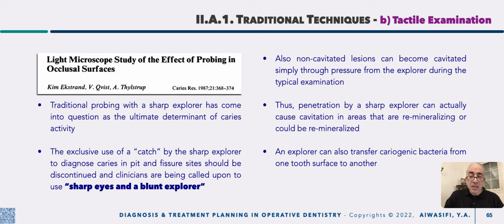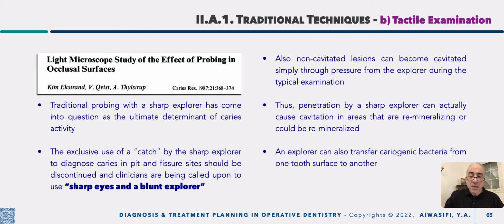Even penetration by a sharp explorer can actually cause cavitation in areas that are starting to remineralize, or in areas that could be remineralized but you already damaged. Also, forcing a sharp explorer not only traumatizes your enamel, but also may force cariogenic microorganisms to be encrypted into your enamel, and while they were not able to produce dental caries, you already gave them a greater chance to produce dental caries.